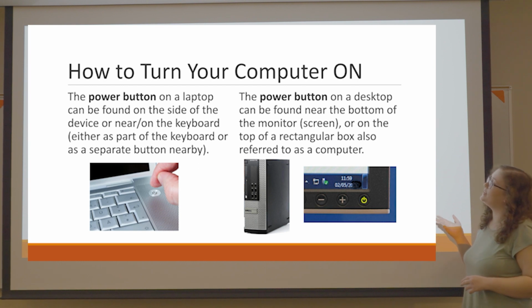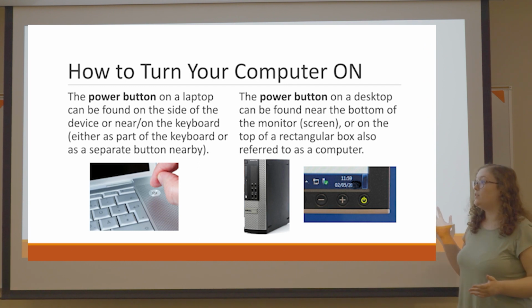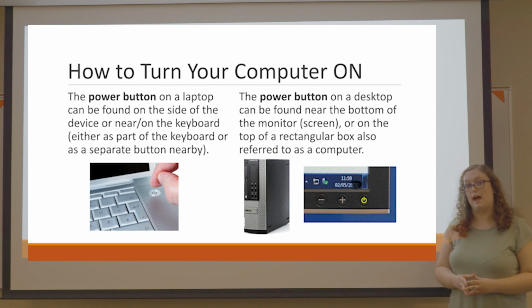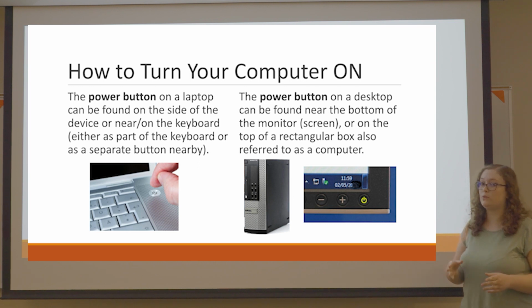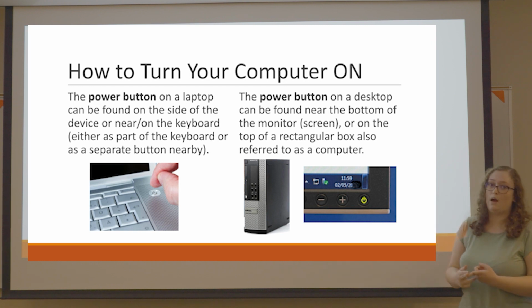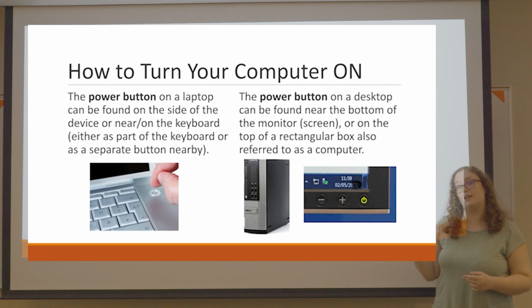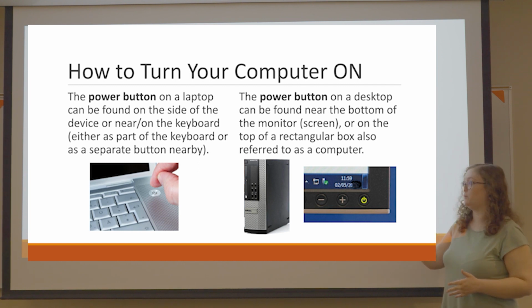Differently, desktops have a different method of how to turn on your computer. The power button on a desktop can be found near the bottom of the screen or the monitor, or on the top of a rectangular box, also referred to as a computer. Not so much in computers now, but previously computers used to come with this box here that would run the power. It would have your disk operating, like you would be able to press a button and insert the disk, and this is where you would put it.